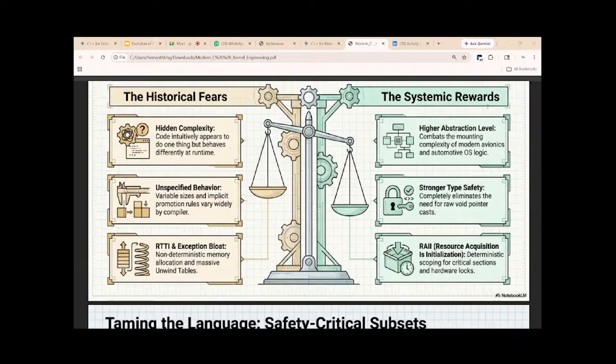But the thing is, however complex it is, it gives higher abstraction levels, and it is also used in modern avionics and automotive OS logic. It has strong type safety features, which completely eliminate the need for raw void pointer casts. And it can also be used in Braille.